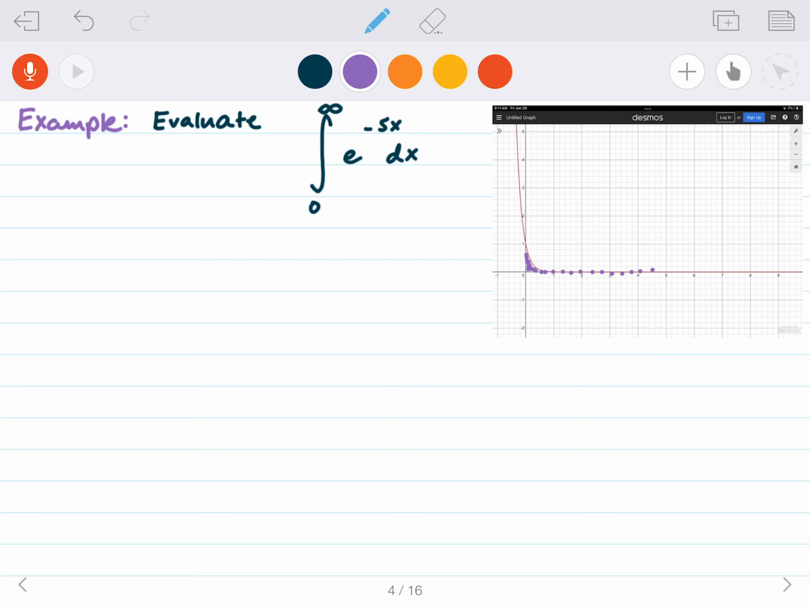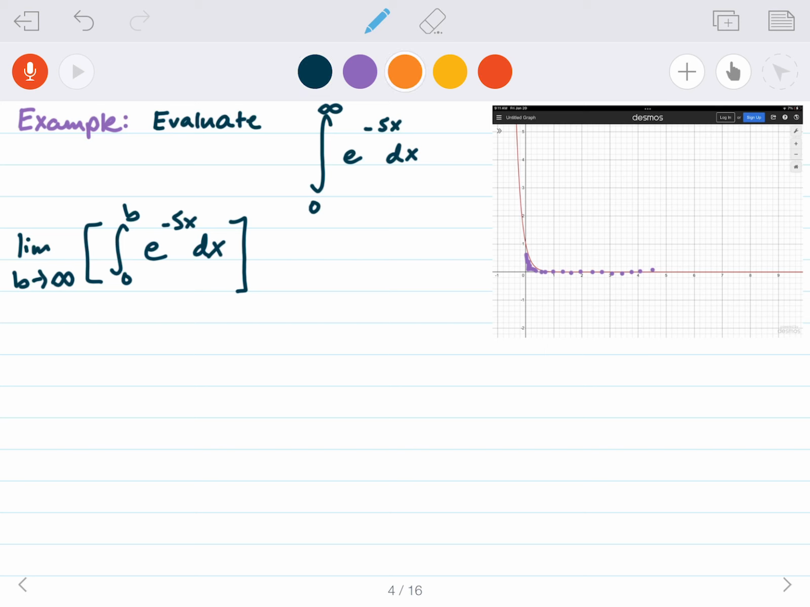But let's go ahead and prove this with calculus. So we're going to set up our limit problem. We have the limit as b goes to infinity of the integral from 0 to b of e to the negative 5x dx.